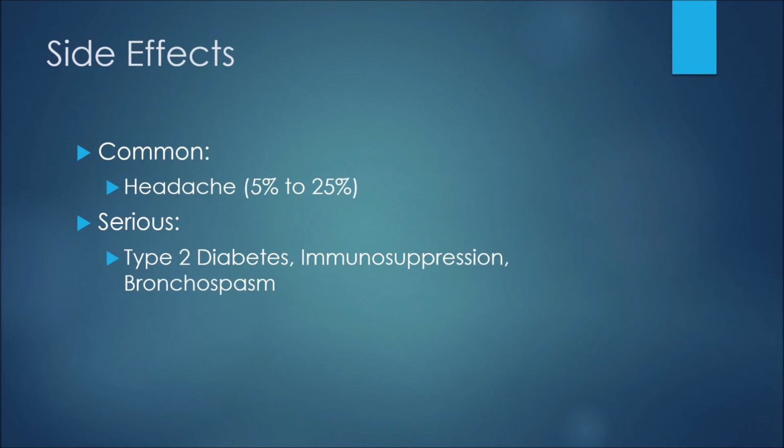As with all medications, there are some side effects or adverse reactions that patients may experience while using beclomethasone. We'll go over some of those here now. The only real common side effect with this medication would be a headache, coming in somewhere between 5% and 25%. And some more serious side effects may include type 2 diabetes, immunosuppression, or bronchospasm.